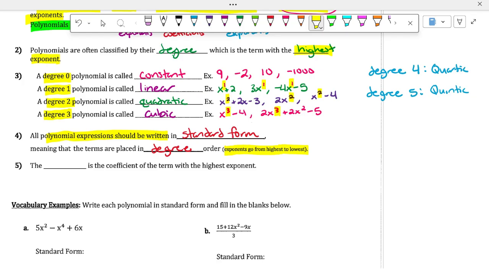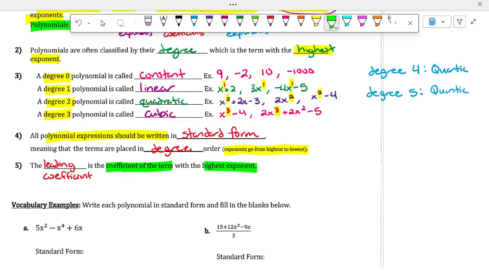Now, the leading coefficient is the coefficient of the term with the highest exponent. For example, if I was looking at this cubic function right here, the leading coefficient is the coefficient connected to the highest exponent. The highest exponent is 3. The coefficient in front of that x cubed is 2. So the leading coefficient is 2.